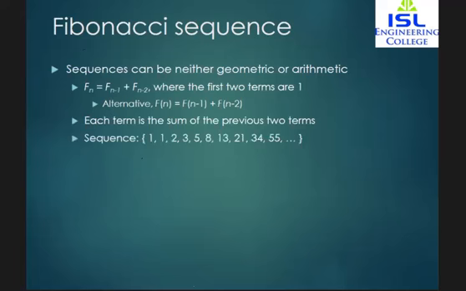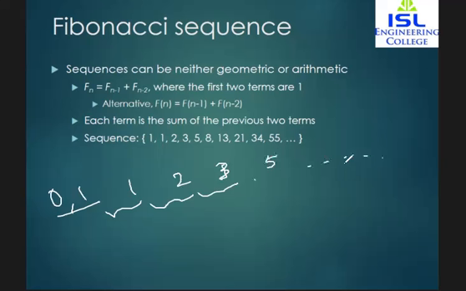Let the sequence be as follows. Usually it begins with 0 and 1, then we add these two terms, we get 1 again, then these two terms we get 2, 3, 2 plus 3 is 5, and this continues. The Fibonacci sequence is a very, very important sequence in computer science.